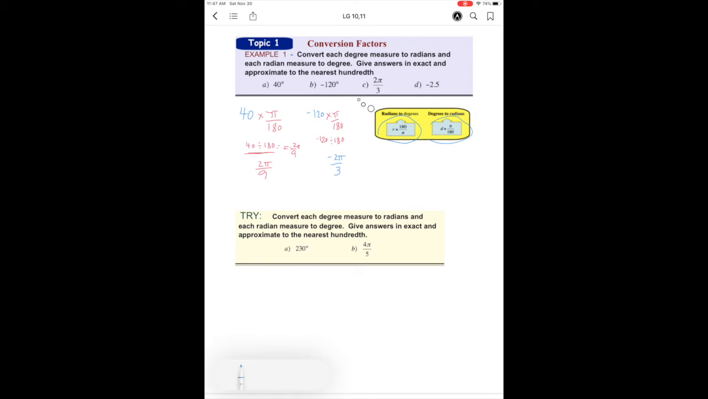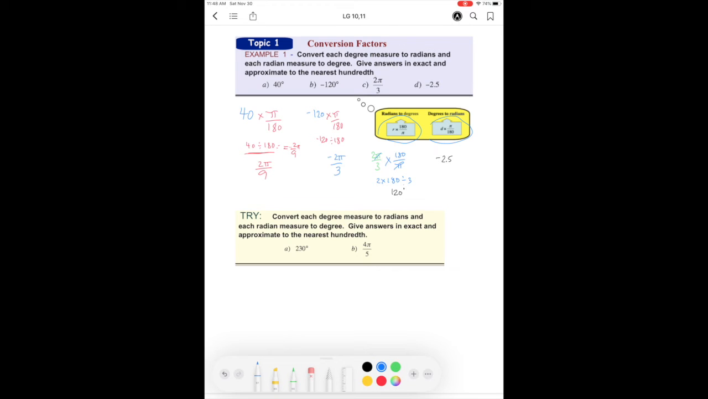Now the next ones we are going to convert from radians, so 2 pi over 3, and we want to convert that into degrees. So remember, it's just going to flip now. So it's 180 over pi. Now these pi's can take each other out, because you got a pi on top and a pi on bottom. Now you're going to go 2 times 180 divided by 3. And what comes out is 120 degrees.